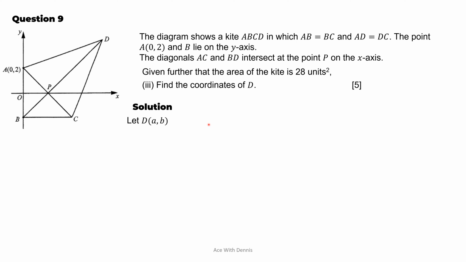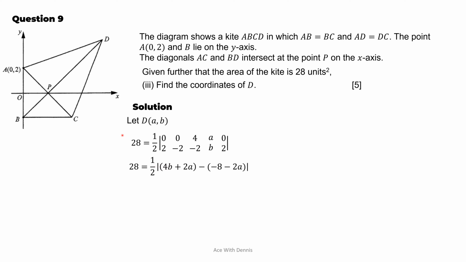So the first equation that we can form is from the information given, which is the area of the kite. Okay, we can apply the shoelace method. So the area of the kite given is 28 units square, right? So 28 equals half. We start with point A, coordinates (0, 2), followed by point B, right? Follow the anti-clockwise direction. So point B is (0, -2). Next is point C, (4, -2). Point D, (a, b). Then go back to point A, (0, 2).